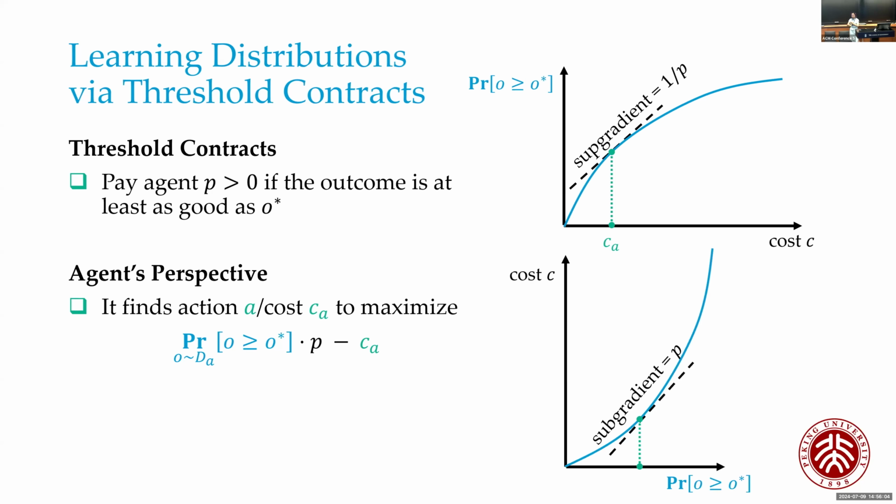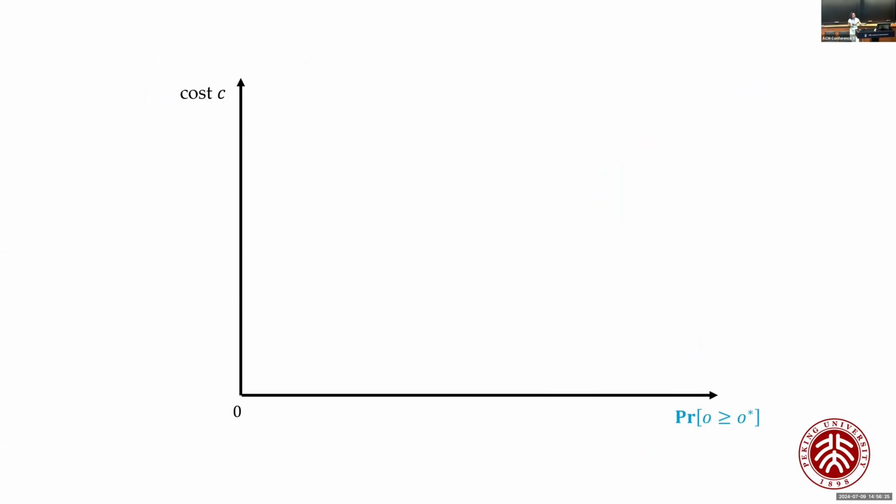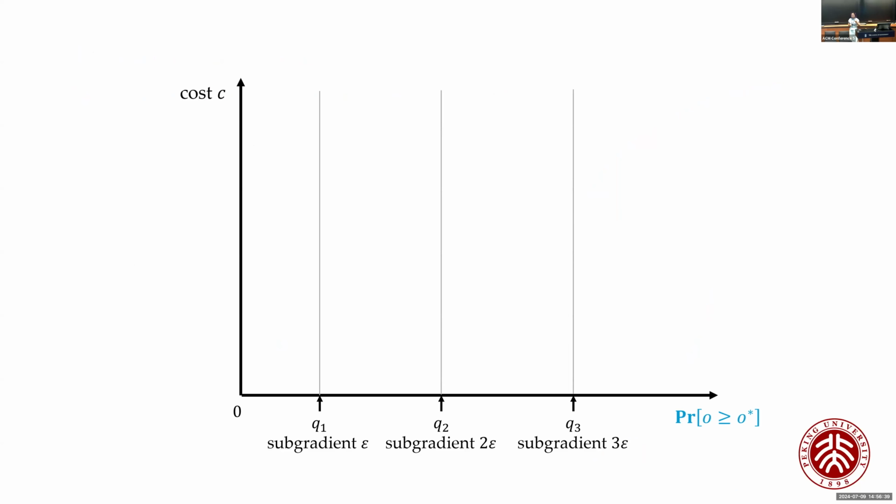So now we just turn over the plane and we look into the inverse function. We'll find out at the corresponding probability point, the inverse function will have subgradient of p. And more importantly, if I just query the threshold contract enough times, we can actually get good estimates of the probability points. So here is how our algorithm goes. We can just discretize the subgradients, and we make subgradient queries through threshold contract queries. And we can actually get the probability points corresponding to each subgradient.